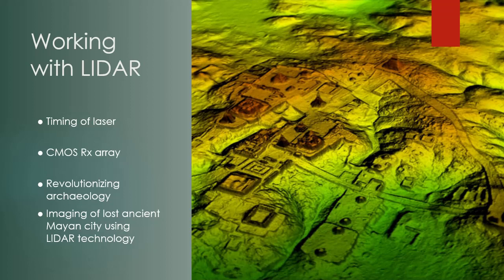The purpose of the receiver array is to improve the object detection rate. So this, like I said, they're using a lot in archaeology. You're able to find things that they otherwise would have never seen. So on the right there, it's an example of Mayan ruins in, I think, Guatemala that they were able to image using LiDAR technology. So pretty cool stuff.